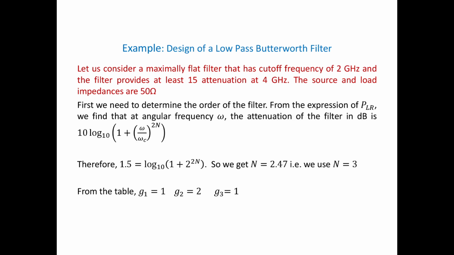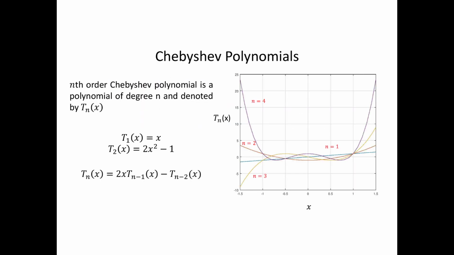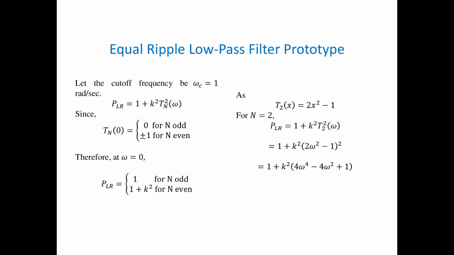So, design of a Butterworth low pass filter. Consider a maximally flat filter having cutoff frequency 2 GHz, and the filter should produce at least 15 dB attenuation, with matched source and load. Therefore, 15 = 10 log10(1 + (2)^2n). So g1 equal to 1, g2, g3 equal to 1. Finally, we can compute the values for Butterworth and Chebyshev.